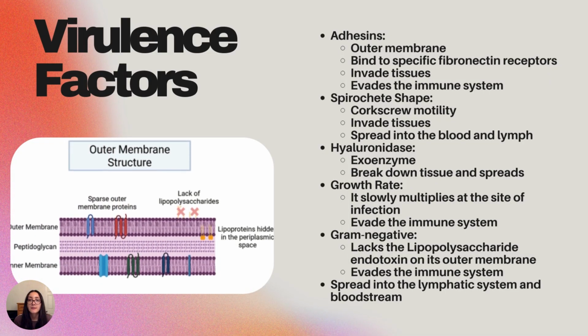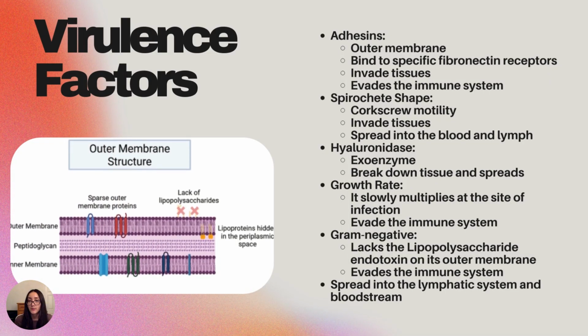So T. pallidum has several virulence factors that help it cause disease. Its outer membrane has adhesins that bind to specific receptors on human cells. This allows the bacterium to invade tissues and evade the immune system. And its spiral shape and motility also help it move through tissues and spread into the blood and lymphatic system. It also produces the exoenzyme hyaluronidase, which breaks down tissue and helps it spread further in the body. It also grows very slowly at the site of infection, which also helps it evade the immune system.